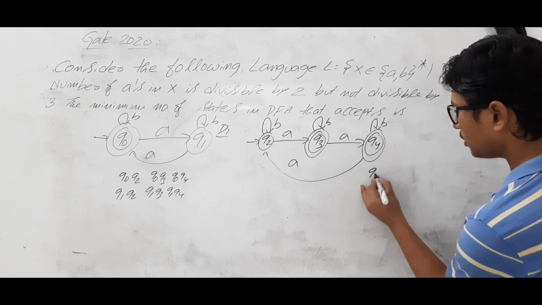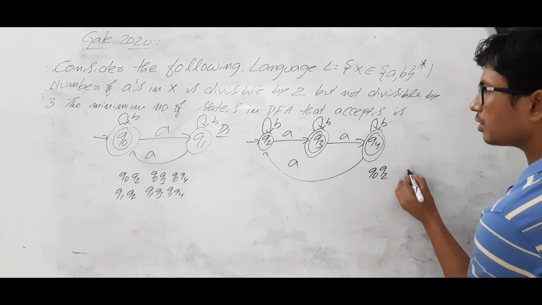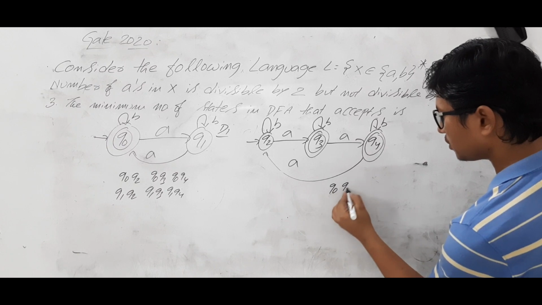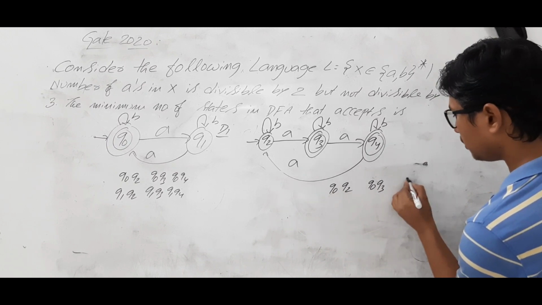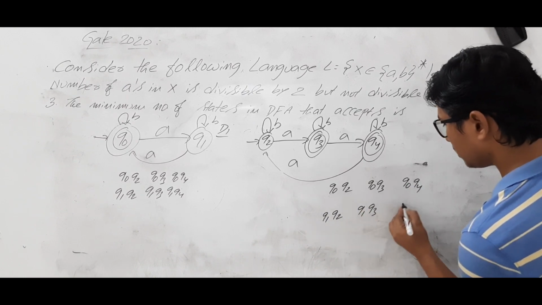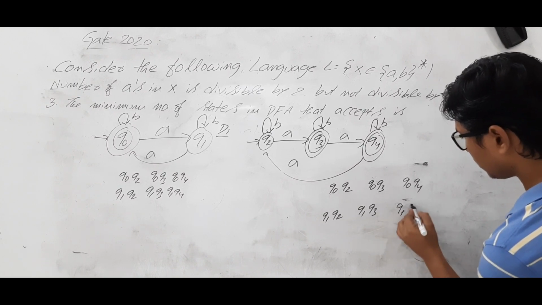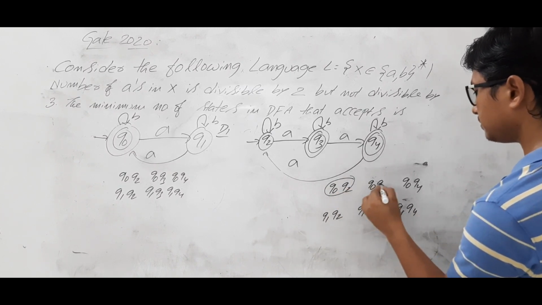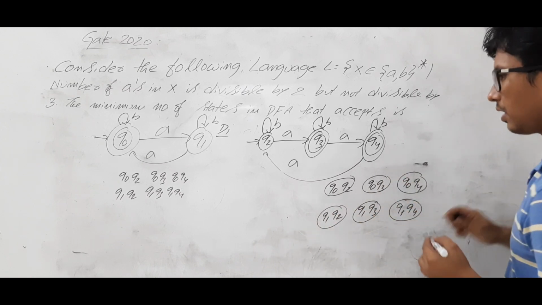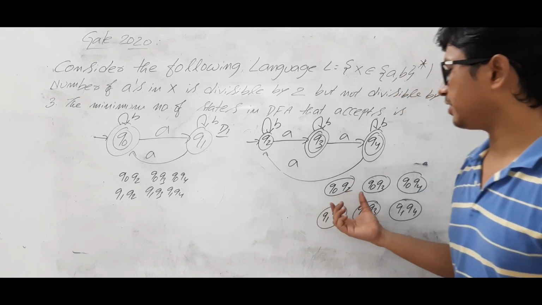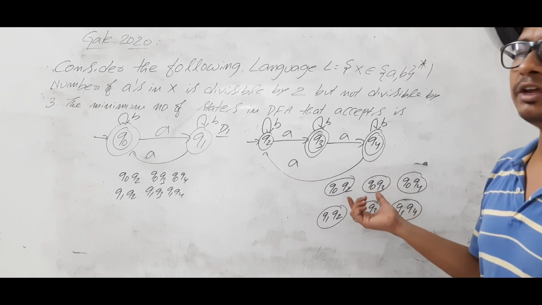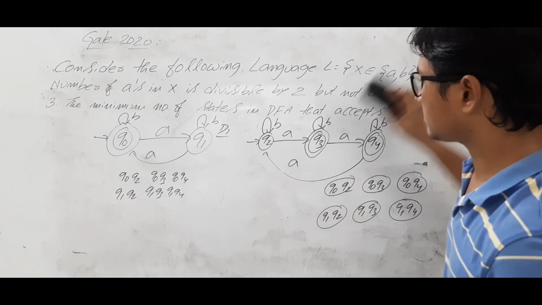You have Q0 Q2, Q0 Q3, Q0 Q4, Q1 Q2, Q1 Q3, Q1 Q4. These are the 6 states you have. Now how can I construct the DFA? Because for it to be a DFA, there must be moves on A and B from each state.